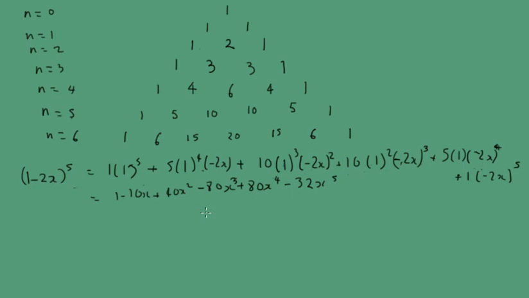Now, we want to find the coefficient of x cubed in (3 plus 5x) times (1 minus 2x) to the power 5. So we're going to take our 3 plus 5x and then expand out using our binomial expansion that we've just done.